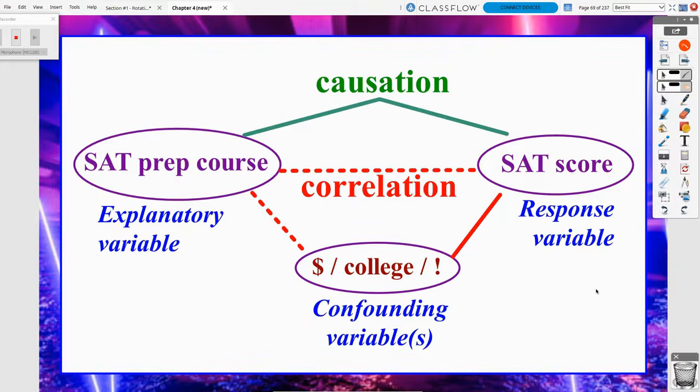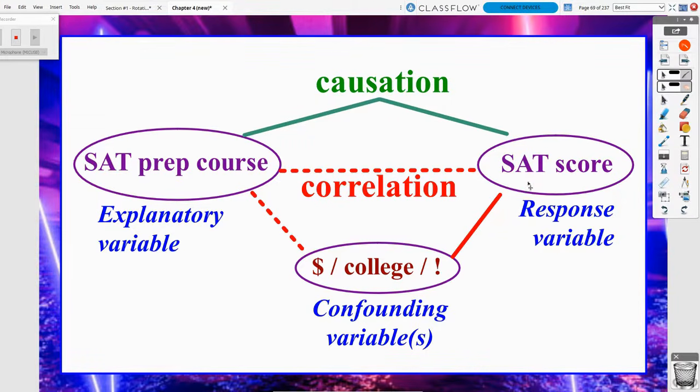So here's a little outline of what we currently have going on right now in our observational study. We have our explanatory variable, our SAT prep course, and over on the right side we've got SAT scores, which is our response variable, and we are currently seeing there's a correlation. We see that people who do take the SAT prep course have higher scores. Those who don't take the SAT prep course, on average, had lower scores.